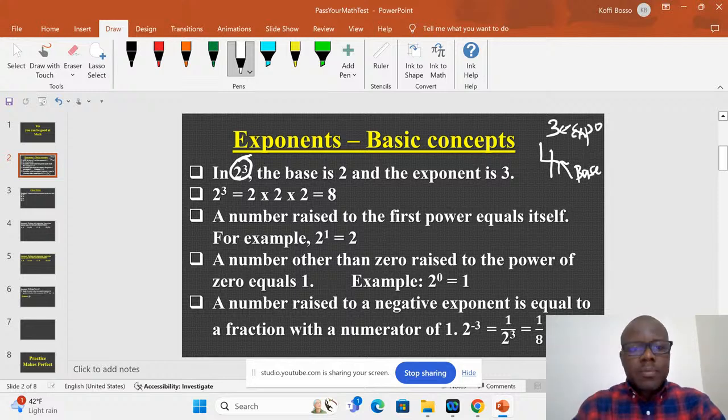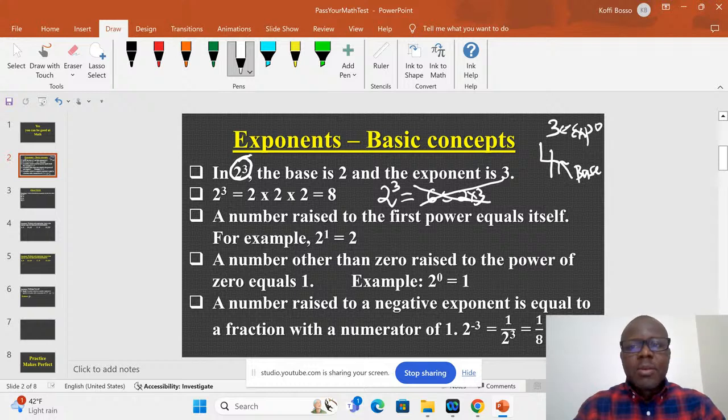Okay, let's continue. Now if you have 2 to the third power, this is what? 2 multiplied by 2 multiplied by 2. And that gives you 8. A common mistake: people think when you have 2 to the third power, this will be 6. They do 2 multiplied by 3. No way. 2 to the third power is 2 multiplied by itself. You multiply the base by itself, and we repeat this the number of times you have in the exponent.